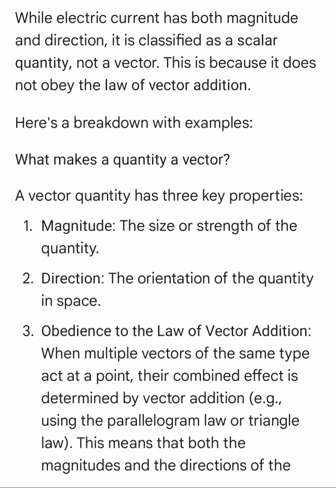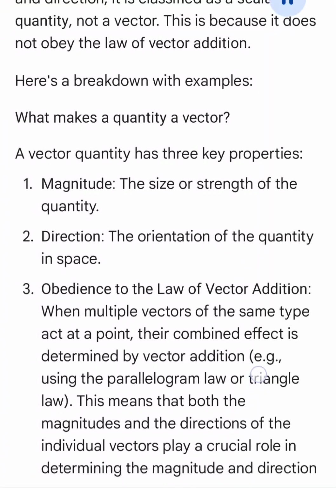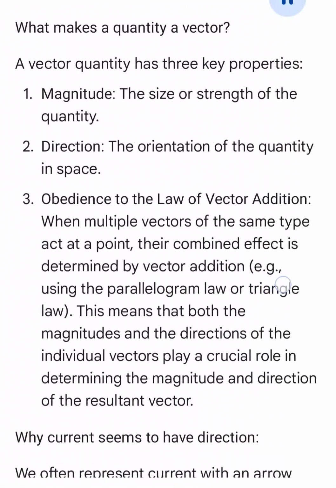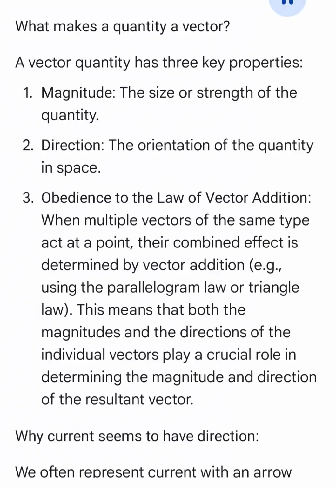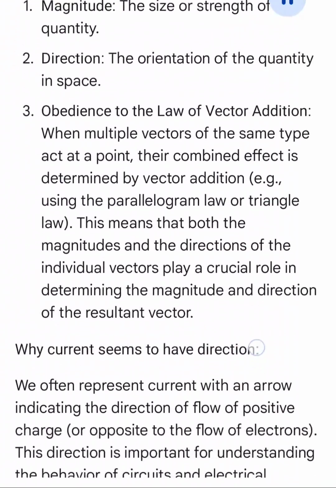A vector quantity has three key properties. 1. Magnitude, the size or strength of the quantity. 2. Direction, the orientation of the quantity in space. 3. Obedience to the law of vector addition. When multiple vectors of the same type act at a point, their combined effect is determined by vector addition, e.g., using the parallelogram law or triangle law. This means that both the magnitudes and the directions of the individual vectors play a crucial role in determining the magnitude and direction of the resultant vector.